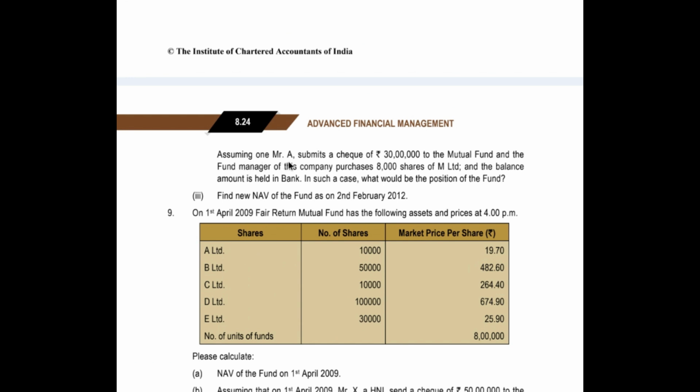Assuming one, Mr. A submits a check of rupees 30 lakh to the mutual fund, and the fund manager of this company purchases 8,000 shares of M Limited, and the balance amount is held in bank. In such a case, what would be the position of the fund? That is revised position. Third bit. Find new NAV of the fund as on 2nd Feb 2012. Okay. We'll solve this problem.